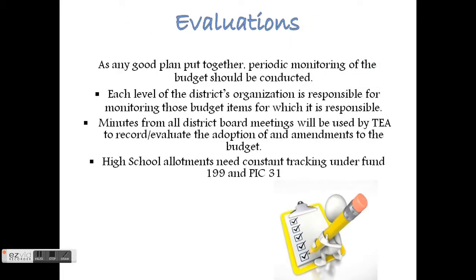Evaluations. As any good plan put together, periodic monitoring of the budget should be conducted. Each level of the district's organization is responsible for their part and their items. Next, minutes from all the district board meetings are going to be looked at by the TEA, the Texas Education Association. They will be looking at these to evaluate the adoption of and the amendments that are being made to the budget. And last, all evaluations need to be done on the high school allotments. These need constant tracking.